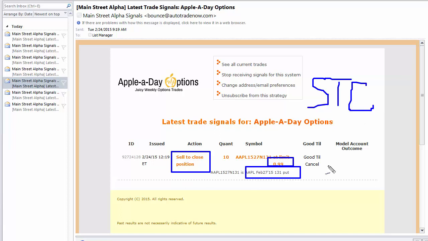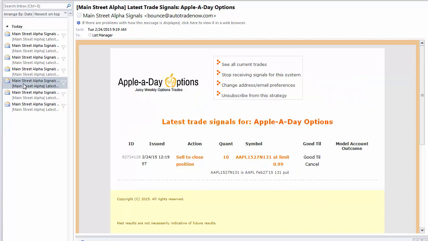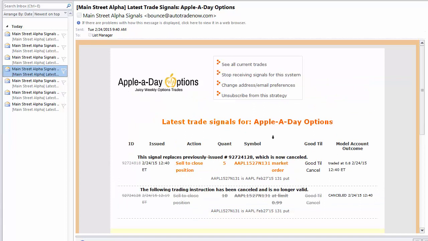So that's sell to close, and the other one that we would use is BTO, buy to open, and that's what we did before. All right, so that's our next email. Now let's see what happens. So we got some goodies going on in here.